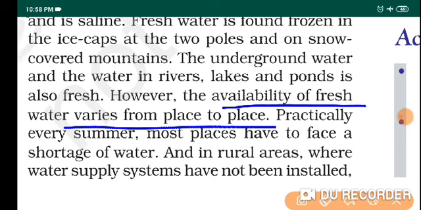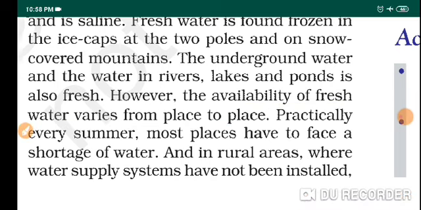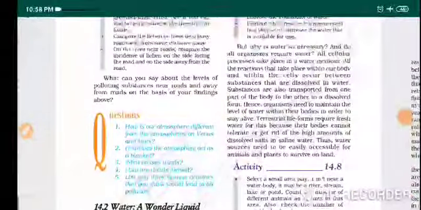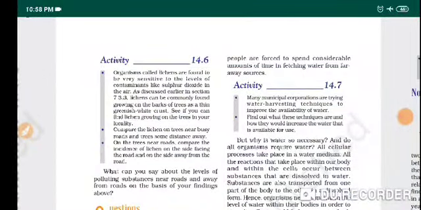Because by summer the water might dry out in the rivers and the lakes. Yes or no? Again, underground water also can percolate or can move to the other areas. Is that point clear? So therefore, the availability of fresh water is very less. And hence people have to face problems, or you say the water crisis is experienced when the season changes, especially during summer.